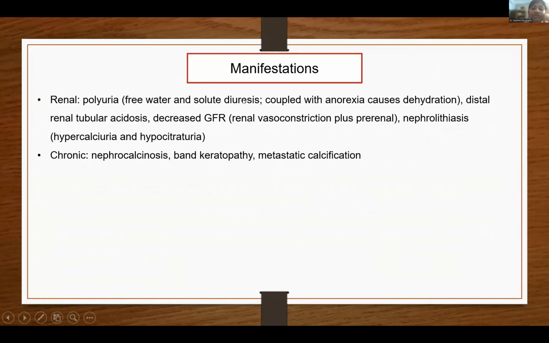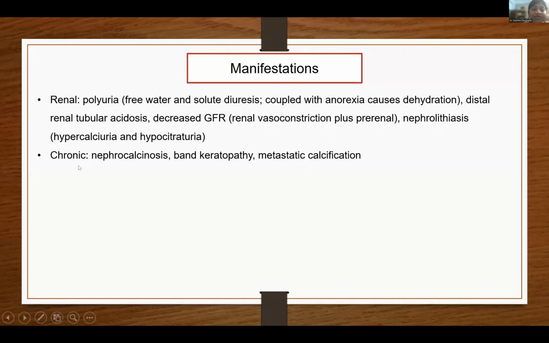Often these children have anorexia, and that's why they end up getting severely dehydrated. It can also cause distal renal tubular acidosis. It also causes decreased GFR. Why? Because hypercalcemia causes renal vasoconstriction, plus the child is already dehydrated to begin with, so it results in a decrease in GFR. Again, hypercalcemia will give rise to hypercalciuria and nephrolithiasis. Nephrolithiasis is also partly because of decreased citrate excretion in the urine. So these are the acute manifestations that can happen.